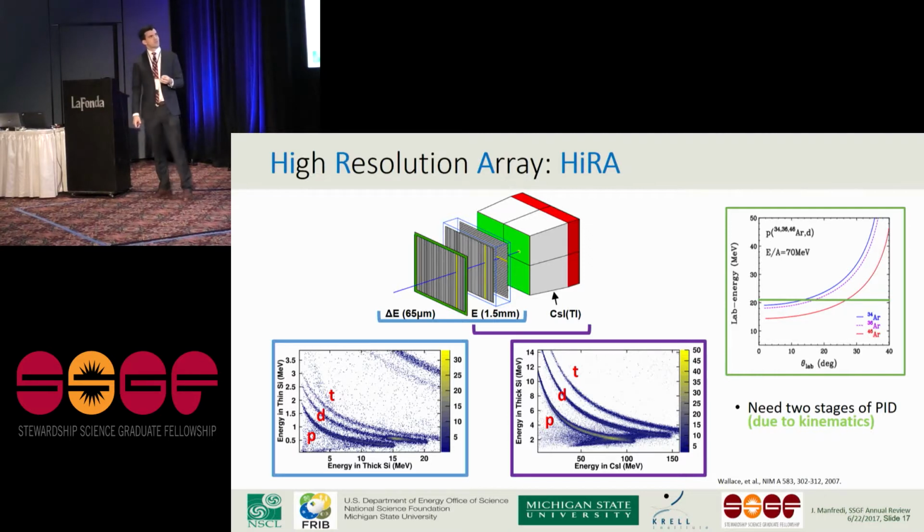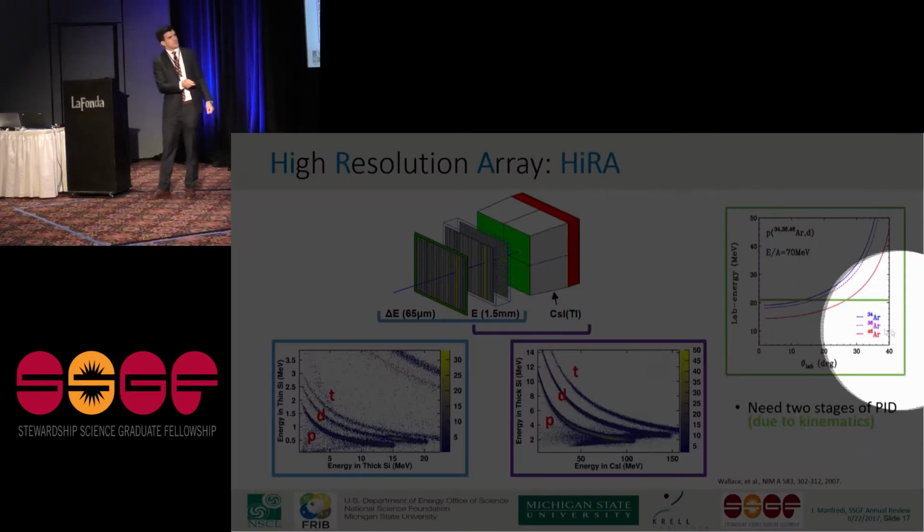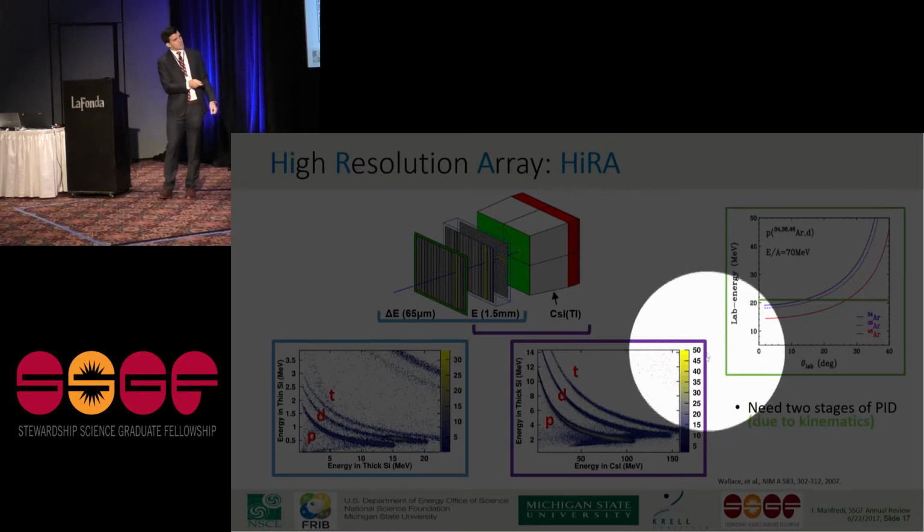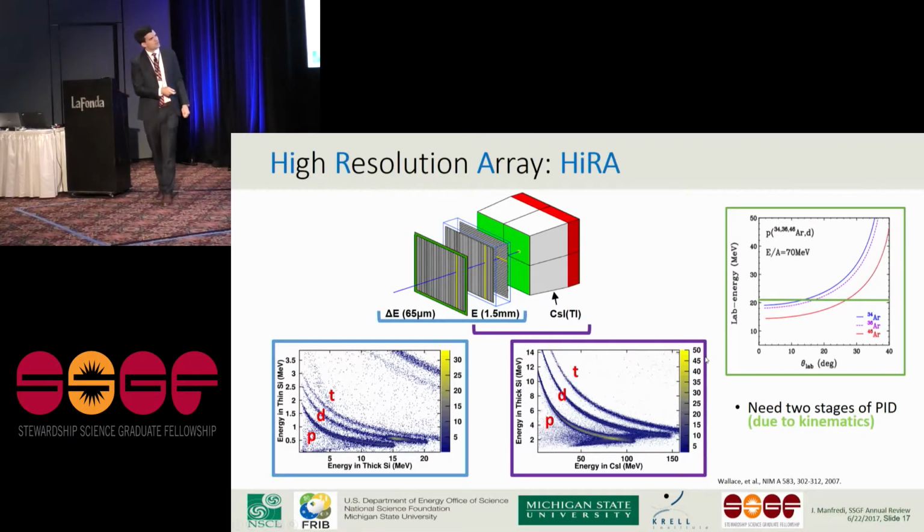So this is a plot of some kinematic curves. There's no special physics here. This is literally just applying conservation laws and seeing what you expect the relationship between the angle of the emitted deuteron in the lab and the energy of the emitted deuteron in the lab. So there's a bunch of different lines. It's sort of small. The red line is argon-46, and the blue line is argon-34.